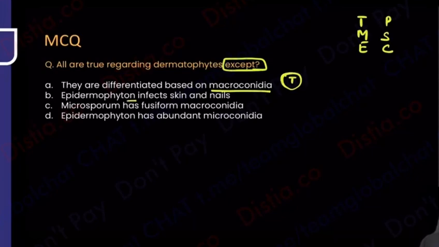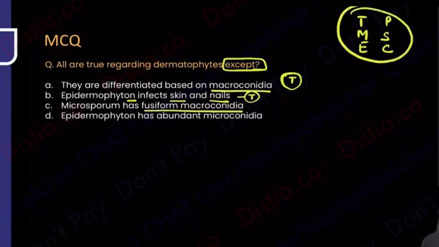Does Epidermophyton infect skin and nails? Skin, of course, and Epidermophyton ended with N. So does it affect the nails? Yes. Microsporum has fusiform macroconidia. So I had told you TME, PSC. So Trichophyton had pencil shaped. Microsporum had spindle. Spindle and fusiform mean the same. So that is also true.